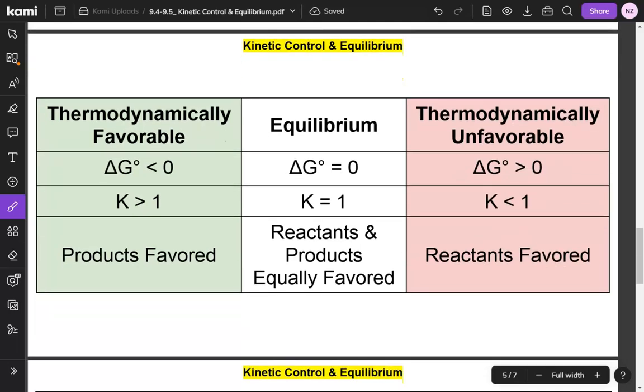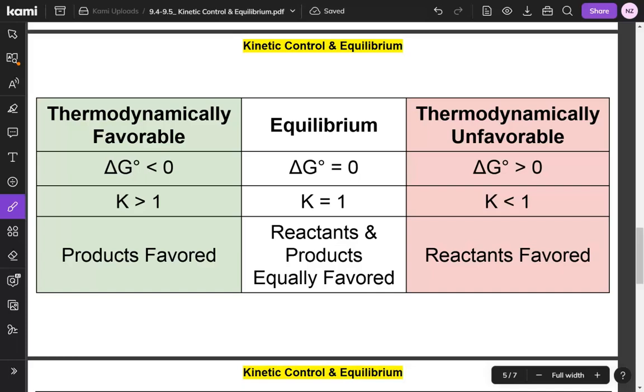So here is a table of what is considered thermodynamically favorable and unfavorable in terms of delta G and K. So if delta G is less than 0, K is greater than 1, our products are favored, and it is thermodynamically favorable. Thermodynamically unfavorable would mean that delta G is greater than 0, so it'll be a positive value, and K is less than 1. Reactants will be favored. So when products are favored, more products are going to be produced. When the reactants are favored, more reactants are going to be produced.